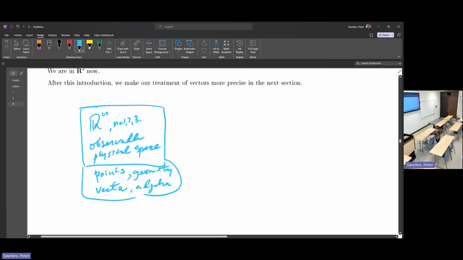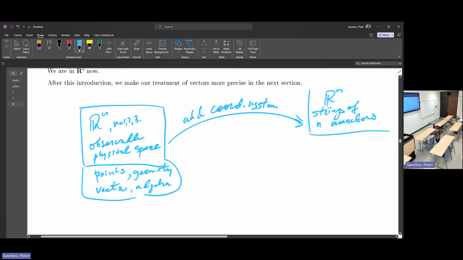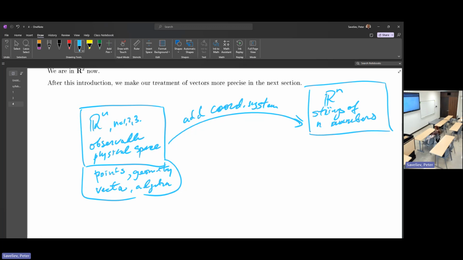And then the step that we have also made is we add a coordinate system, a Cartesian system, or let's say just a coordinate system, which gives us what? Then R^n is now strings. It's not an observable physical space, at least not on a piece of paper. Strings of n numbers. So it's entirely abstract; there's nothing observable about it. Literally all possible strings of n numbers. That's what this space is supposed to be.